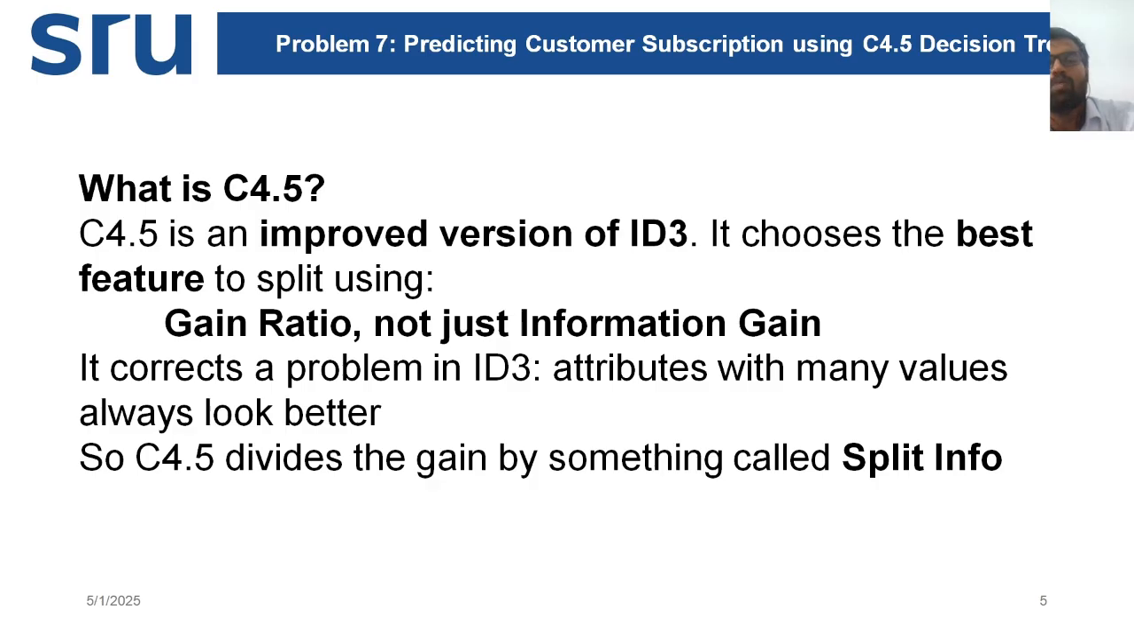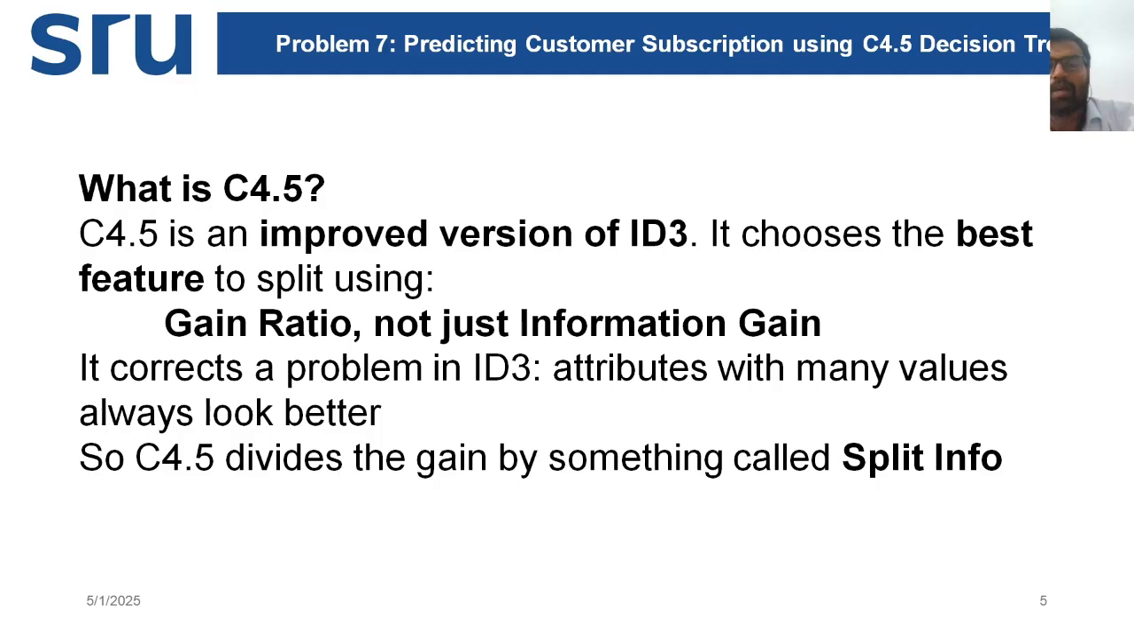It is the improved version of ID3. It chooses the best feature to split using. Now before this we were using employment, right? Based on that we split compared to other features. But here we are looking not only at entropy and information gain, we are looking at gain ratio, a new formula coming.